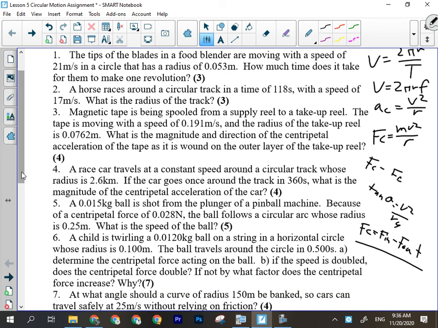Number 3, magnetic tape is being spooled from a supply reel to a take-up reel. You guys, this is like a generation gap question because you've probably never seen one of these things. But we used to have these things called tapes, and they were about this big, and you could put them in a slot in your car, and music would play from them. They were really cool. Very portable. Awesome. They suck compared to what we have now.